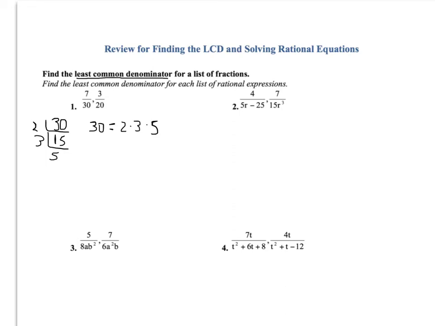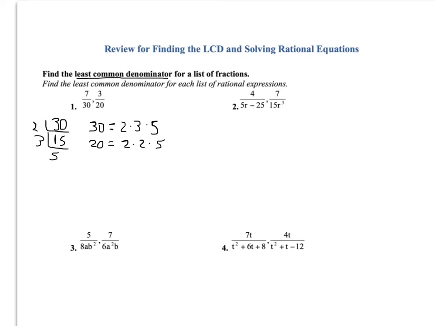We can do the same thing for 20. I'm going to save a little space and assume you can do this on your paper yourself. If you write out the prime factorization for 20, you have 2 times 2 times 5. Notice I didn't write it as 4 times 5. That's because 4 is not a prime number. I can only use prime numbers.